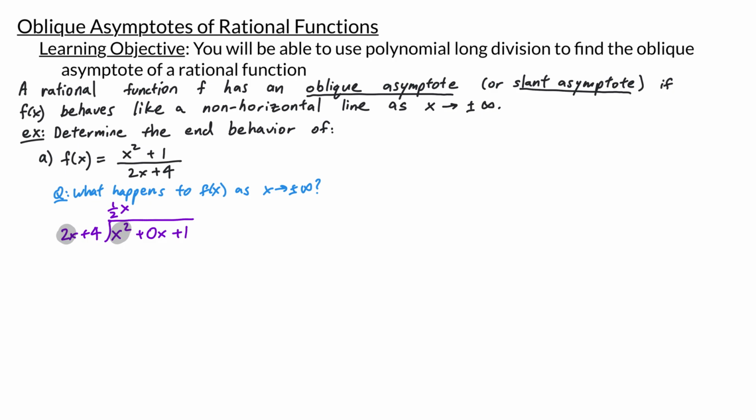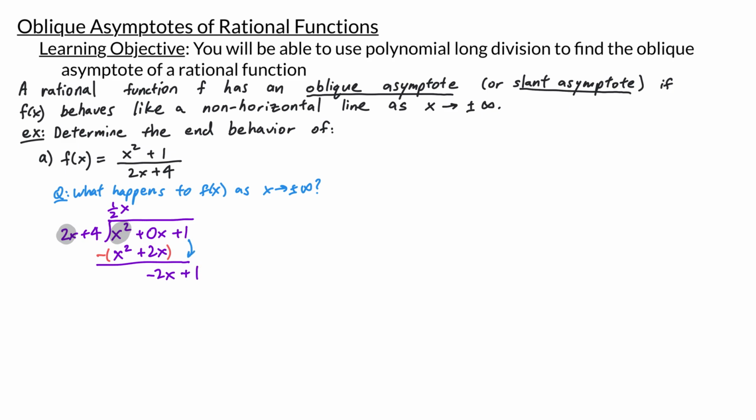So our next step now is to take this 1/2 x and multiply it to the divisor, and we write the result underneath. So we take 1/2 x, we multiply it to the 2x, that's going to give me x squared. And then we take the 1/2 x, we multiply it to the 4, that's going to give me plus 2x. And then we're going to subtract. If we take x squared and we subtract x squared, those terms will cancel out. If we take 0x and we subtract 2x, we're going to end up with negative 2x. And then our next step is to bring down the next term from our dividend. We bring down that plus 1.